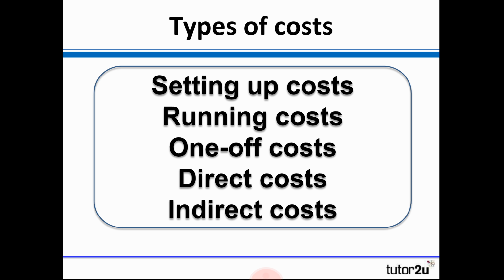For example, a business might face setting up costs when it starts running as an enterprise. Once it's up and running, it will have day-to-day costs, which tend to be called running costs. Every now and then they might have one-off costs, for example, buying machinery. And there are also direct and indirect costs in relation to the products being made. But for the purpose of this video, we're going to focus on running costs.